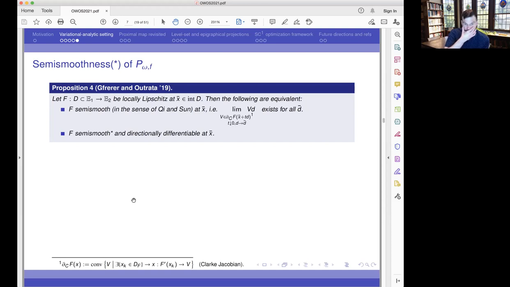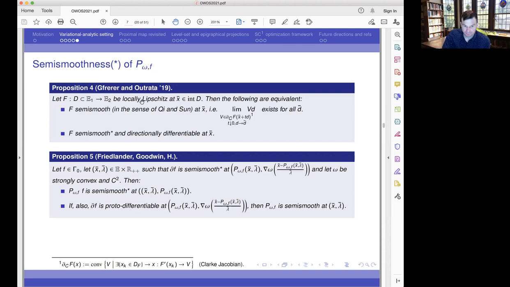Well, first, let's discuss one other question. Namely, what does semi-smoothness star have to do with semi-smoothness? Well, the answer is given by Gfrerer and Outrata in their paper from 2019. If you have a locally Lipschitz map, then the only difference between semi-smoothness and semi-smoothness star could potentially be directional differentiability. So in this sense, for locally Lipschitz functions, semi-smoothness star is weaker. However, in their papers, they lay out a few possibilities to still define fast convergent Newton-type methods based on semi-smoothness star and not semi-smoothness, so without possible directional differentiability.